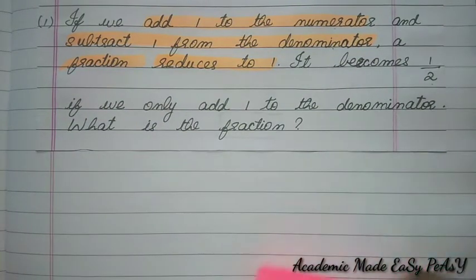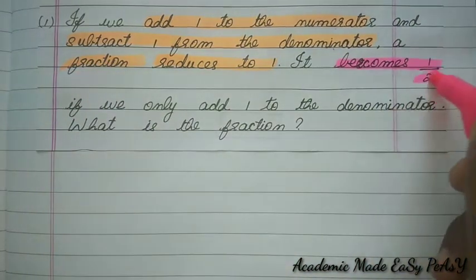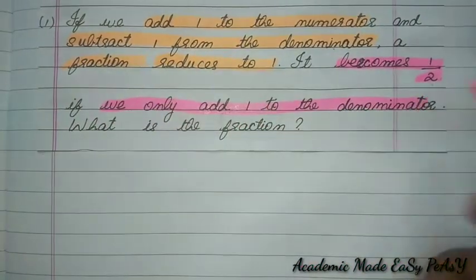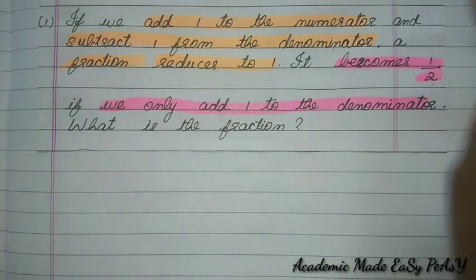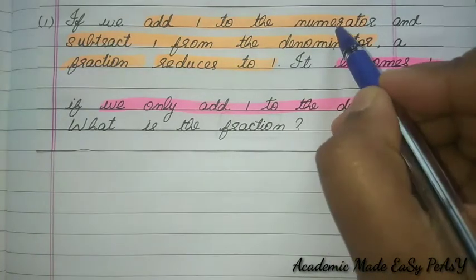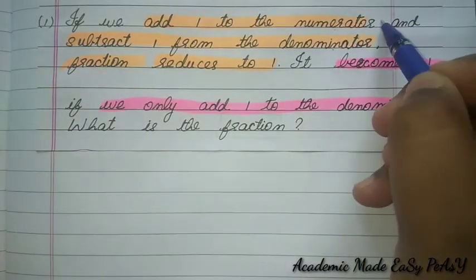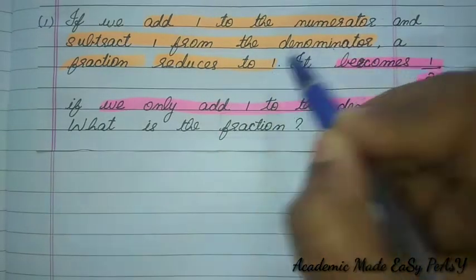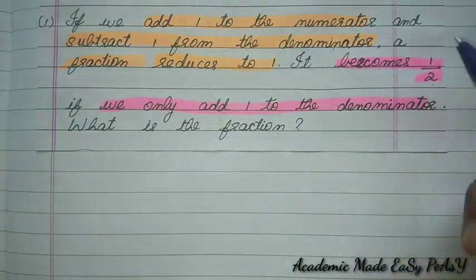Next, it becomes 1 by 2 if we only add 1 to the denominator. So in the first case, we are adding 1 to the numerator and subtracting 1 from the denominator to get 1. If we add 1 to the denominator, it becomes 1 by 2.